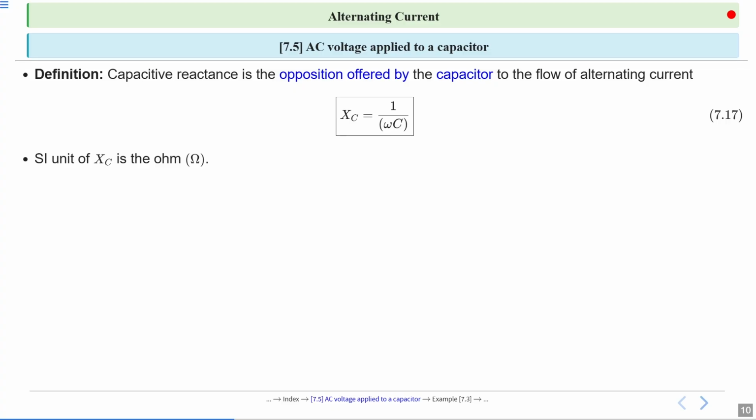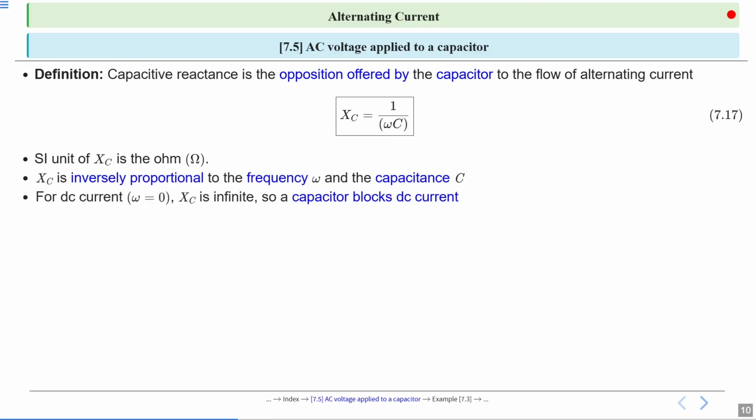So what is the SI unit of Xc? It is playing the role of resistance in the case of a capacitive circuit, so the SI unit of Xc is also ohm. Xc is inversely proportional to frequency, as you can see. Xc is equal to 1 by omega C. Omega is 2 pi nu, and 2 pi is constant, so it is inversely proportional to nu, that is, to frequency, or we can say angular frequency omega, and also to the capacitance C.